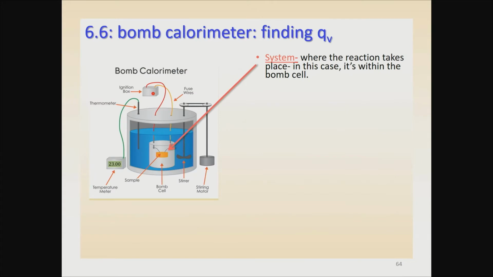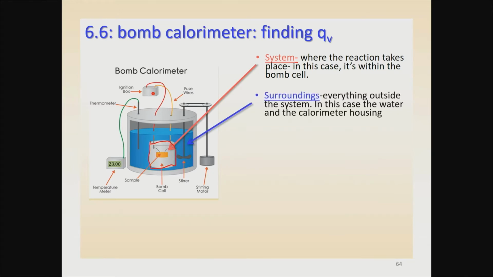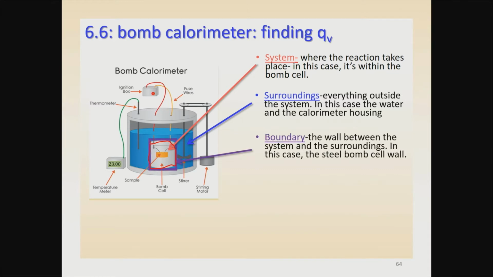Another thing you can do is generalize this a little bit by describing what a system is, a surroundings, and a boundary. So the system is everything within the bomb cell. That's where the chemical reaction would be. And you can think of the surroundings as everything outside of the bomb cell, but still within the can of the calorimeter. So the surroundings would include the water of the calorimeter and also the metal housing of the calorimeter. And now we also have a boundary, and the boundary would be just the steel wall of the bomb cell.